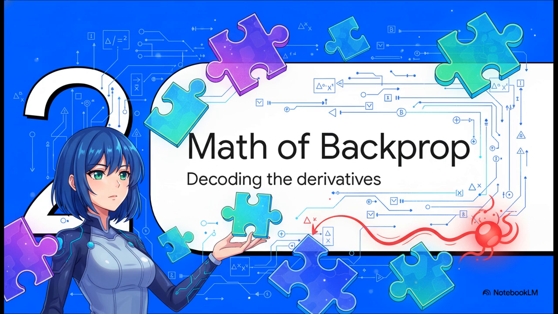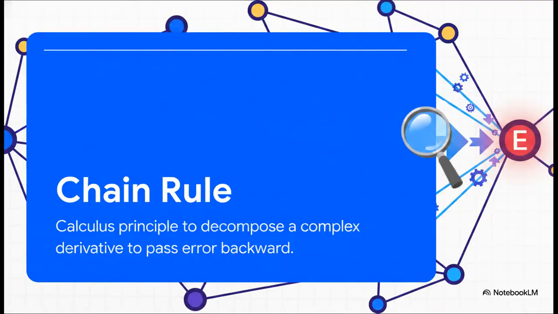Section 2. The math of backpropagation. Time to decode those derivatives. Look, the raw calculus formulas for this can look completely intimidating at first glance, but just treat it like a puzzle. We are just tracing an error backward one piece at a time.